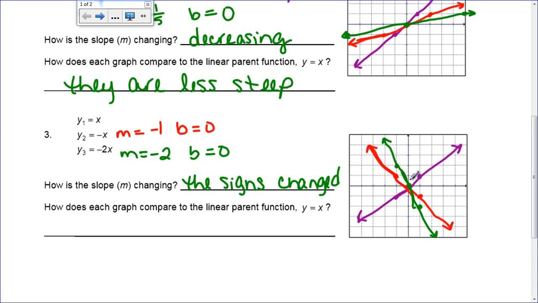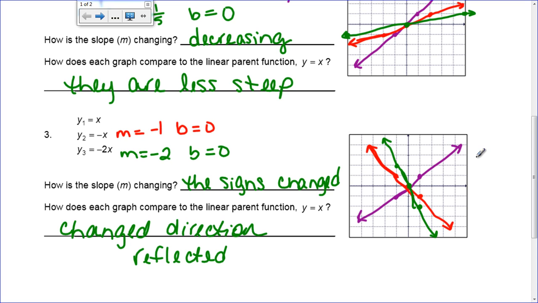This one goes up 1 and over 1. This one goes down 1 and over 1. All the negative did was change the direction. And so how do these graphs compare to the linear parent function? They change direction. So instead of increasing, they are decreasing. So we can say that they change direction, and the word that will show up when you answer questions like this, it will not say they change direction. It's going to say they are reflected.